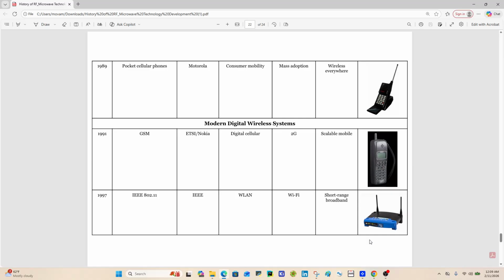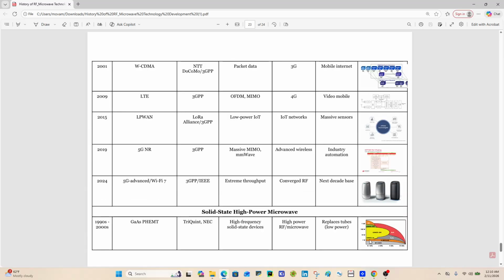In the 90s and 2000s you had the birth of modern digital wireless systems with GSM and IEEE 802.11, different digital based schemes to basically revolutionize radio from an analog type of communication mode to a network engineering problem. And so in 2001 we have the WCDMA.